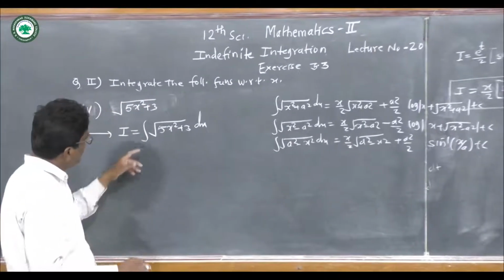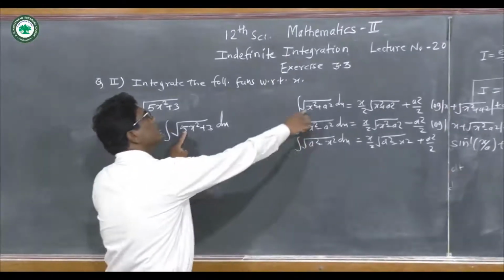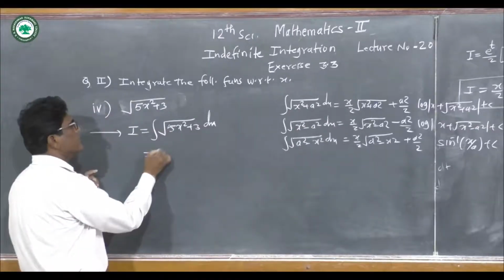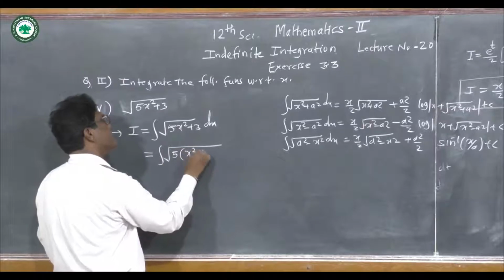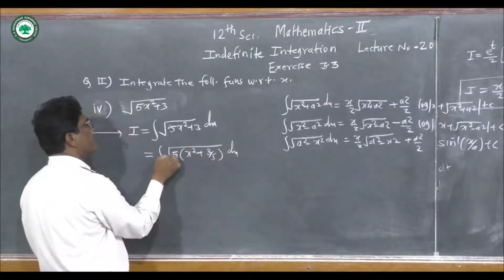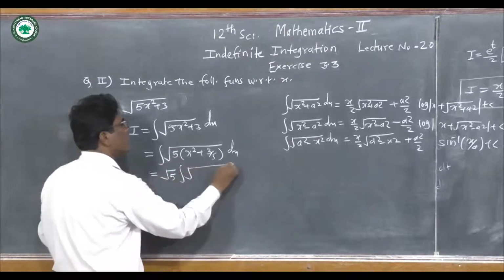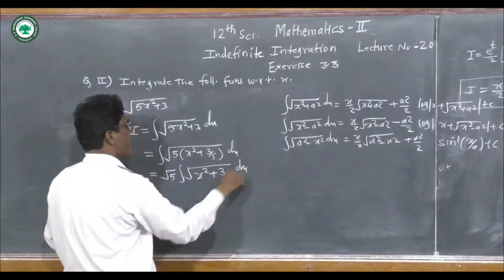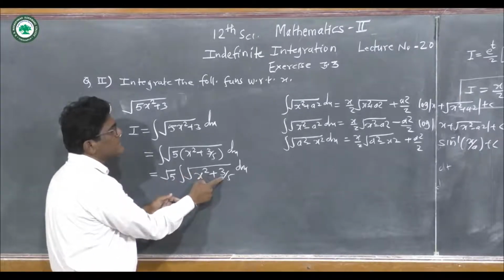So firstly, here we make the coefficient of x square as 1. In all these formulas, the coefficient of x square is 1. So here I take 5 common. So it is equal to integration of under root of 5 in the bracket x square plus 3 upon 5. And now take this 5, root of 5, outside the integral. So root of 5 into integration of root of x square plus 3 upon 5 dx. And now we use here the formula integration of under root of x square plus a square.